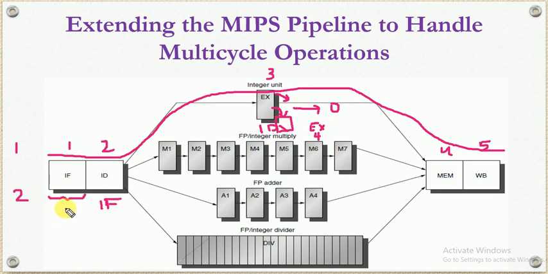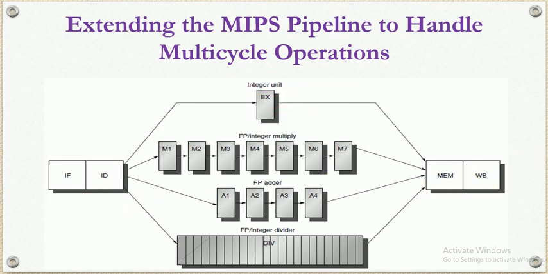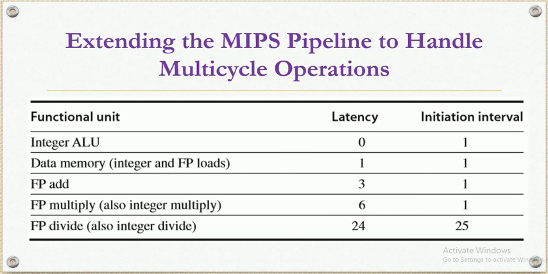Initiation interval is 1 because after one cycle only the second instruction can start the execution. Okay, so I hope it is clear. The first row of the table is clear, how to evaluate the latency and initiation interval. Now second is data memory, that is integer or FP load operation.